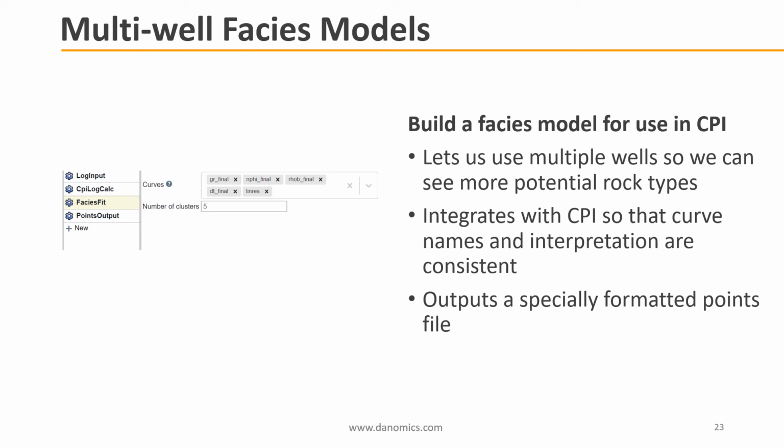our CPI log calc, so we could generate properties such as our gamma ray final, our neutron, our density, etc. And remember, those final curves are ones where we've already applied normalization, bad hole ID and repair, things like that. So that's why we're pulling those in through the CPI log calc.